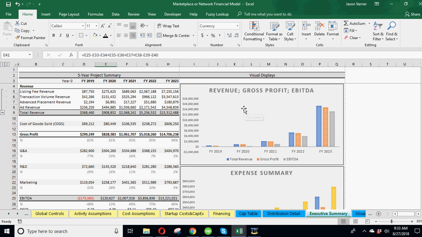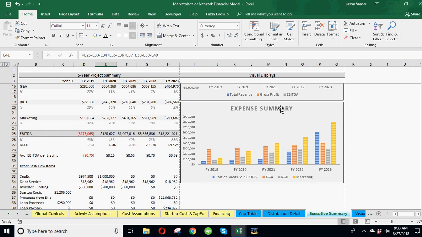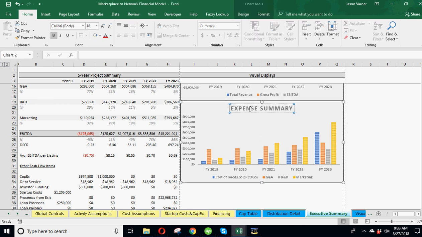Then we've got charts here: revenue, gross profit, EBITDA, standard. You've got expense summary. I just did the main expenses. We've got 4 of them. I have not included debt service in here. These are all operational. I actually put that as the operating expense summary.